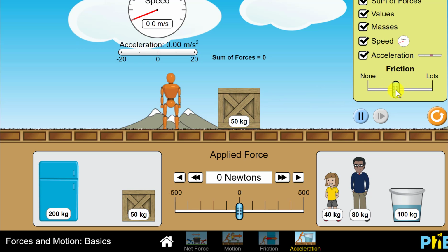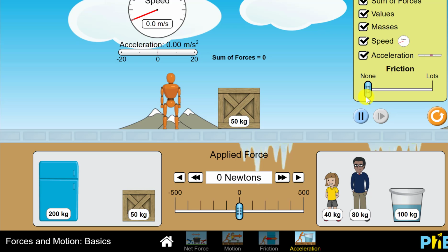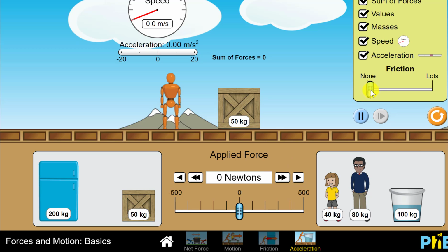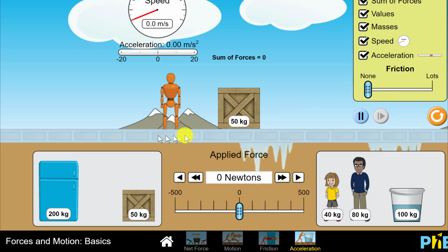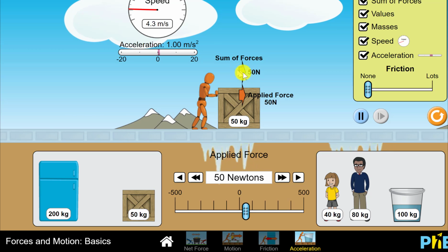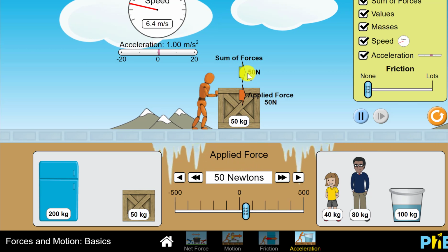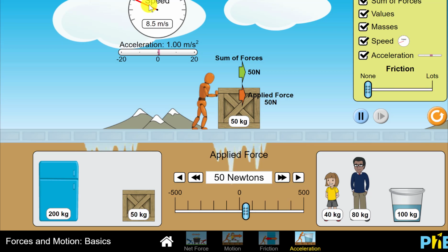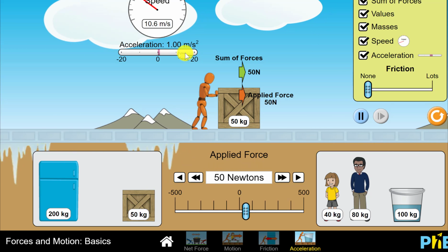Make it easier right now. That's when it's right down to 0, it turns icy. So it's kind of simulating frictionless, but even ice has a little bit of friction. But let's pretend no friction, none. And if I push with 50, we have an applied force of 50. The sum of the force is 50. The object's going to go faster and faster and faster. Why? Because it's accelerating at 1. Why is it going to accelerate at 1?